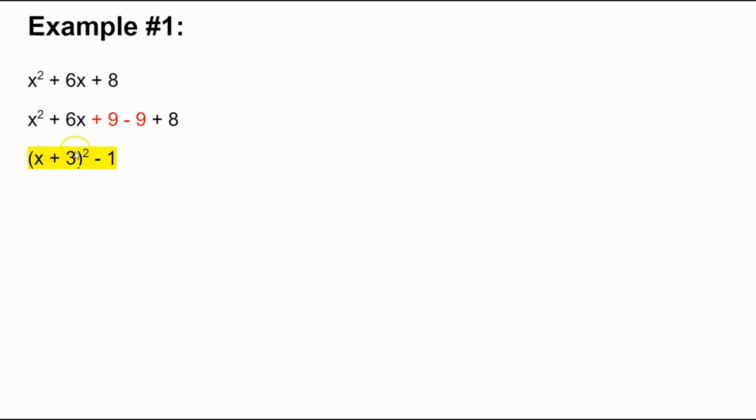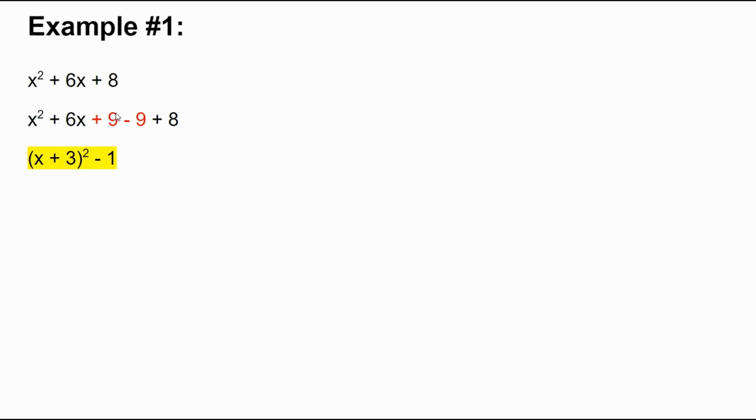So we have x plus 3 squared, which is equivalent to x squared plus 6x plus 9. And then when we simplify negative 9 plus 8, that's just minus 1. Hence, this is the vertex form of x squared plus 6x plus 8. So we successfully converted it from standard form to vertex form by completing the square.